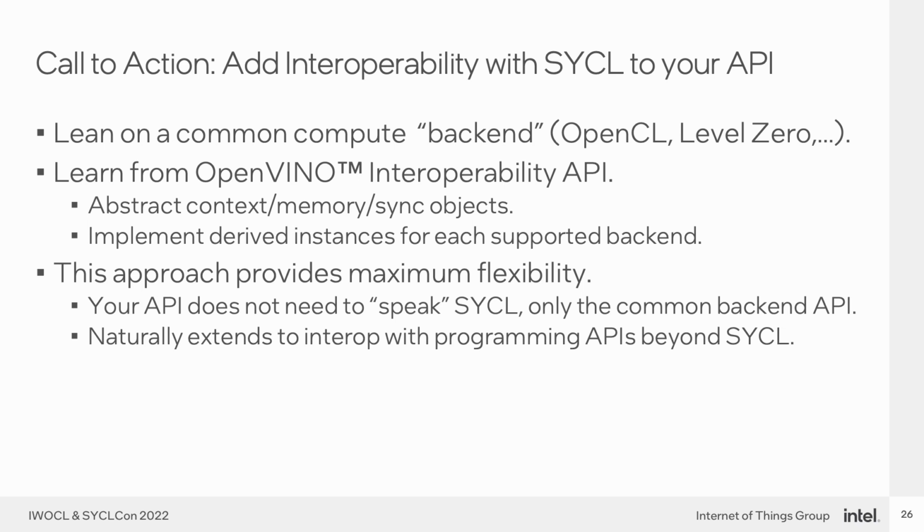There are a few lessons to be learned from our experience in OpenVINO for other API developers interested in adding interop with SYCL. First and foremost, lean on a common compute backend. That could be OpenCL, Level Zero, or any other backend supported by SYCL today, depending on what your hardware supports. Second, avoid including SYCL into your API explicitly. Instead, provide abstractions for compute context, memory handles, and sync objects. That provides maximum flexibility to your API, since your API doesn't need to speak SYCL, only the backend API that you're probably already using. It also provides extra flexibility to the users of your API, since this approach naturally extends to providing interop with programming APIs beyond SYCL.